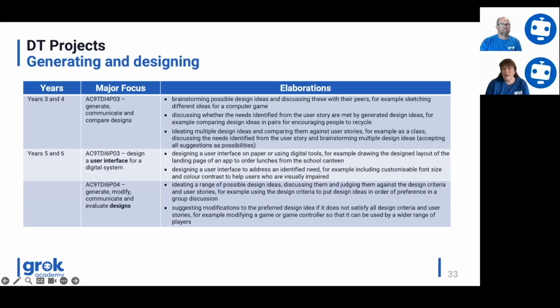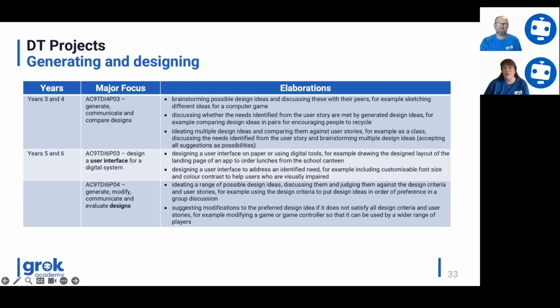A good place to get ideas if you don't know how to teach something is, of course, to go to the elaborations. If you don't like the elaborations, if they're not relevant to your topic area, you can actually take those first verbs in each of the elaborations and use those as a springboard into an activity which is relevant to your theme or your activity. Brainstorming, discussing, and ideating are your Year 3 elaborations. You can tell they're elaboration verbs because they end in ing. The Year 5 and 6 ones are looking at designing, ideating, and suggesting modifications.